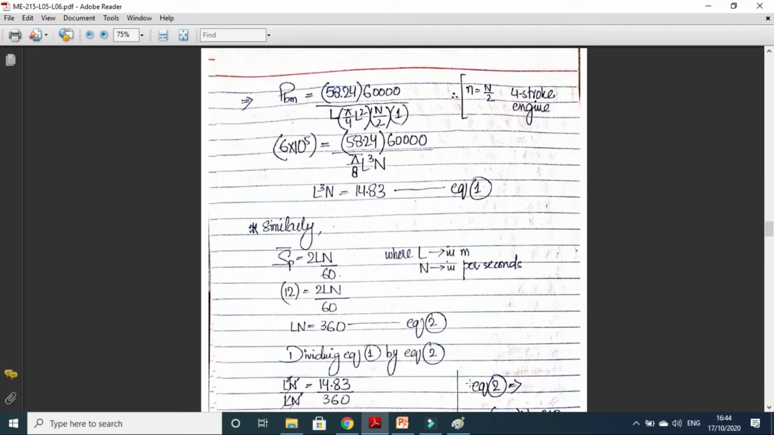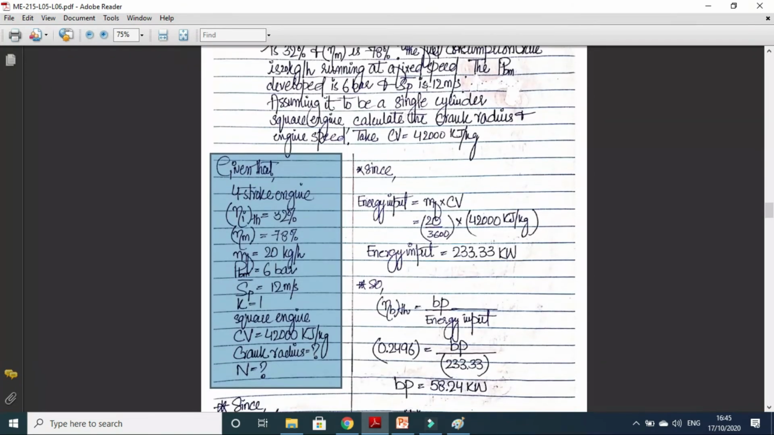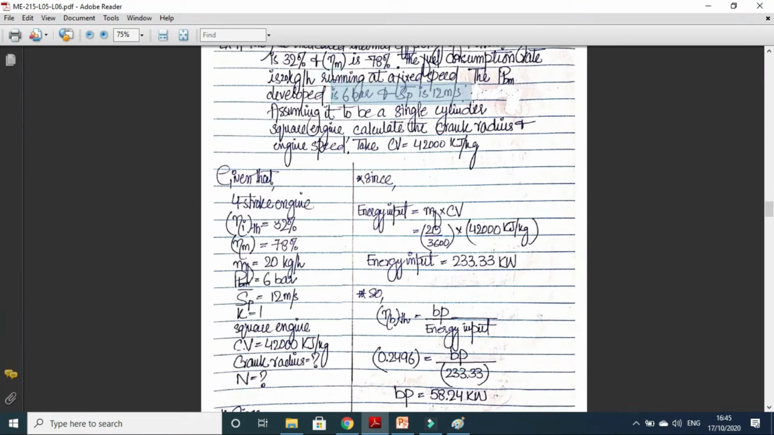K is also given. So we can actually find an equation, but L is unknown and N is also unknown. So we can find an equation having two unknowns. Now we need to have another equation in terms of L and N. This thing we can find with the help of mean piston speed, which was given.